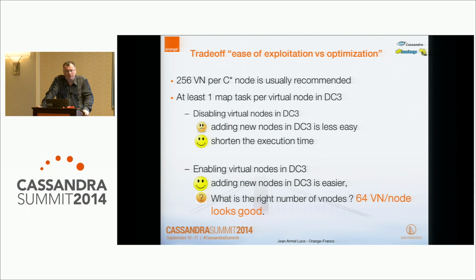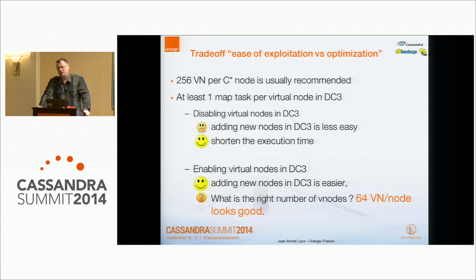And it's not very important. It's not efficient at all to have so many map tasks. The best solution here should be to disable the virtual nodes in the third data center. But if we do that, it means that if we want to add new nodes in our third data center, it's less easy, because it's so easy to add new nodes now with virtual nodes. So we have decided to use the virtual nodes in the third data center. So now when we want to add new nodes, it's easy to do.